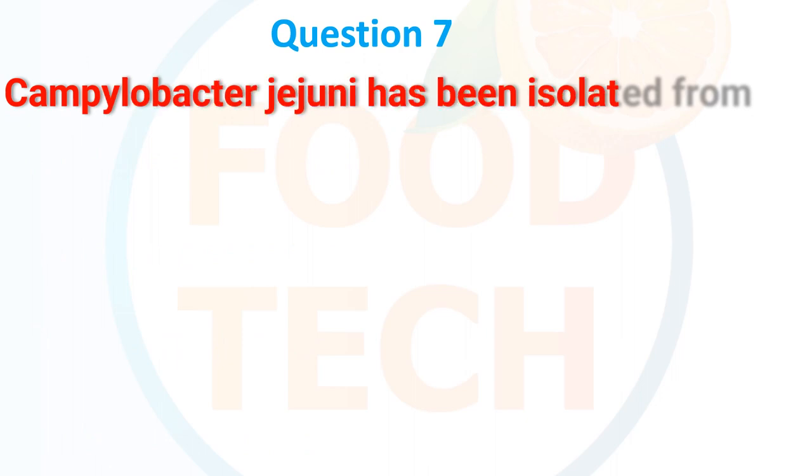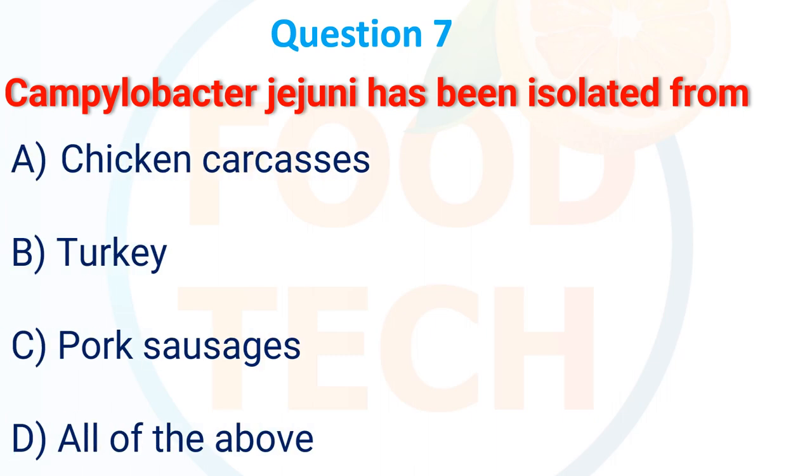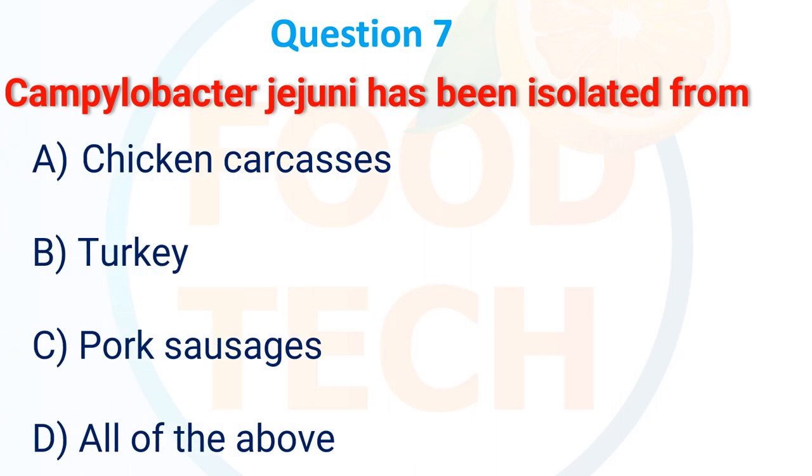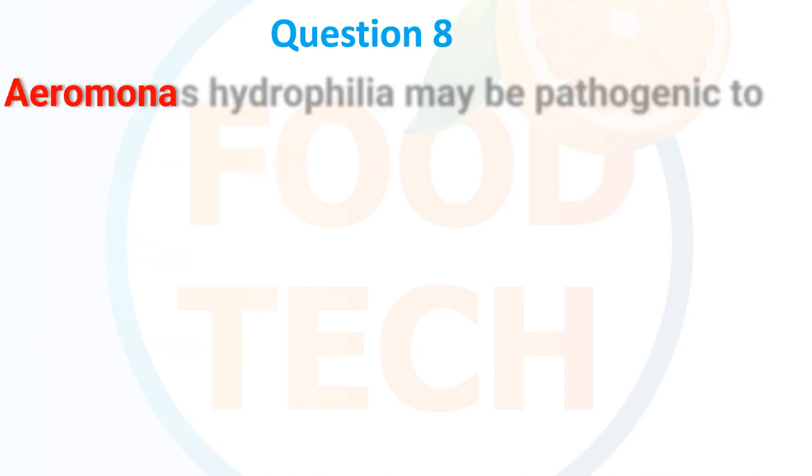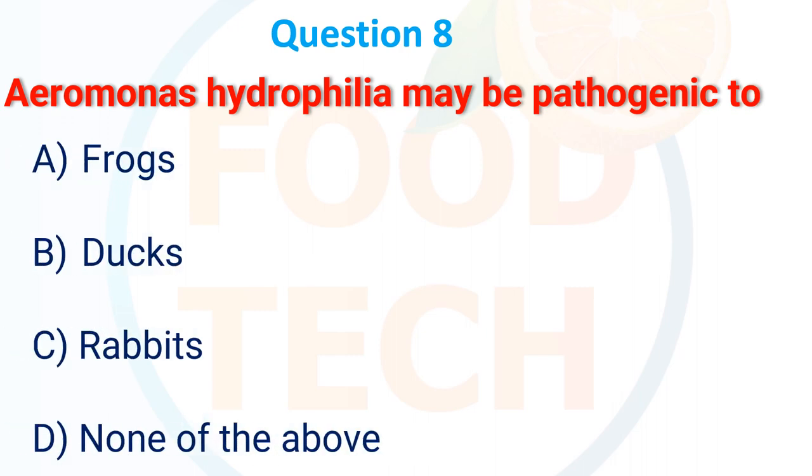Campylobacter jejuni has been isolated from A. chicken carcasses, B. turkey, C. pork sausage, D. all of the above. The answer is all of the above. Aeromonas hydrophila may be pathogenic to A. frogs, B. ducks, C. rabbits, D. all of the above. The answer is frogs.